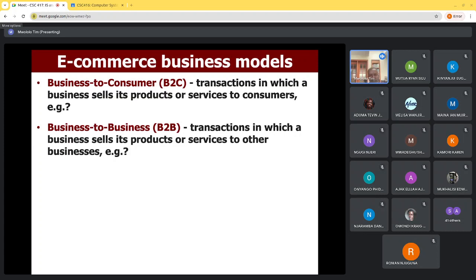What about business to business? I'm sure business to consumer, you as a customer, you have bought lots of stuff online, whether it's perfumes or mobile phones or whatever it is, and then it is delivered to your location. What about business to business? What is an example of business to business, where a business sells to another business through digital platforms? An example?